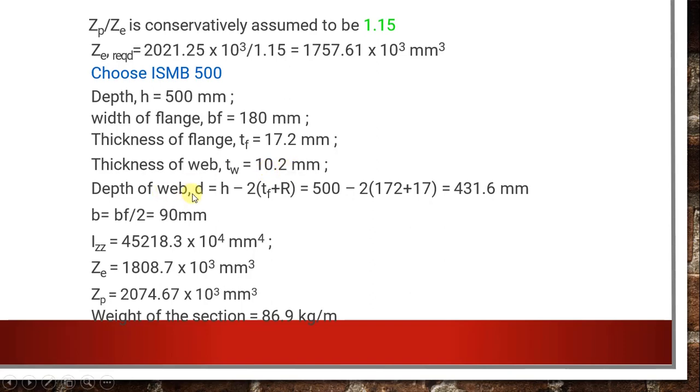The depth of web you have to calculate with the help of this formula: H minus 2 TF plus R will give you the depth of web. So here, 500 minus 2 times TF, which is 17.2, plus R, the radius, which is given as 17, and you will get the depth of web as 431.6 mm. Here R is the minimum radius of gyration, and it is given in the steel table in the properties of ISMB 500, 17.